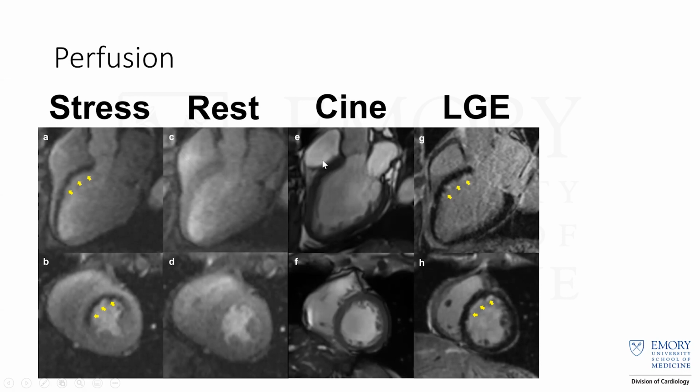Also, you get cine images at the same time, so you can see regional wall motion abnormality, and then we'll talk about the late gadolinium enhancement in just a second. We do get these initial perfusion images a lot of times. We get these initial perfusion images on every patient looking for resting perfusion defects. And then if you're specifically doing a stress MRI on patients, that's what we look for here.